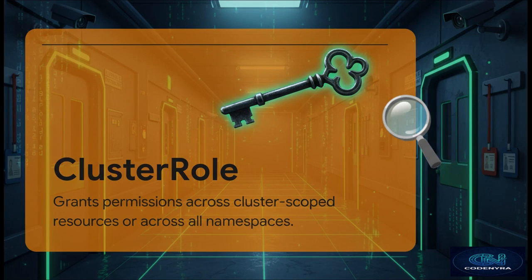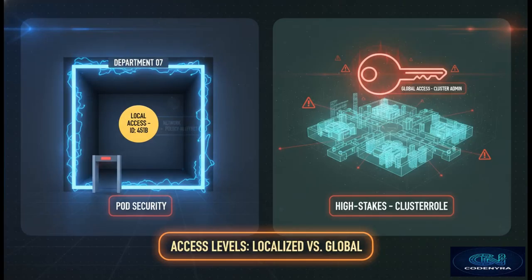In stark contrast to that, we have the cluster role. This is a non-namespaced resource. You really need to think of a cluster role as a master key. Because it's cluster scoped, it can be used to grant access to global resources like worker nodes, or it can be used to grant permissions across every single namespace in the entire facility, all at once. Just look at the stark contrast here between localized safety and massive global risk. A standard role restricts an operative to a single department, right? And in that department, things like pod security standards, your baseline or restricted profiles, and default deny-all network policies act as localized firewalls.